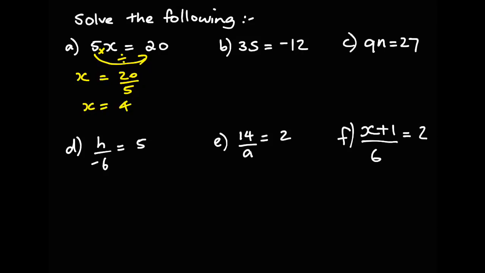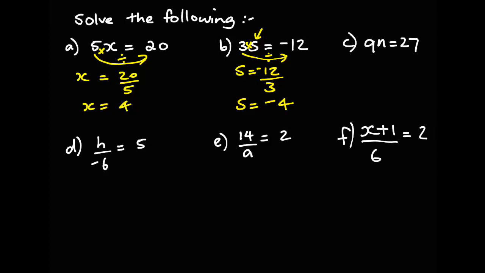Looking at part B now, we want to solve for S. So we want to bring this 3 across the equal sign. It's a multiply, so the 3 comes across, but it's got to be dividing. So we're left with S equals negative 12, divided by 3. So S equals negative 4. Don't forget that negative.